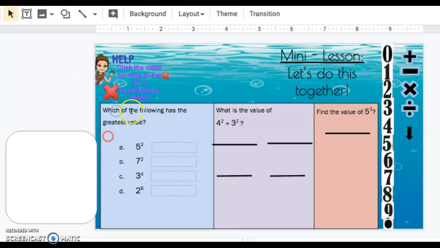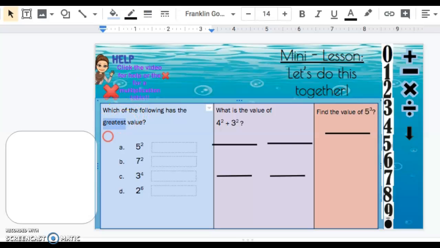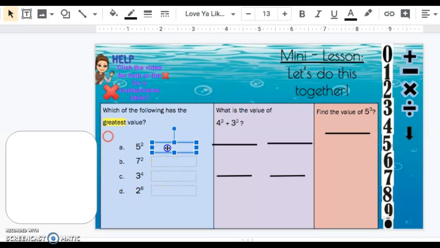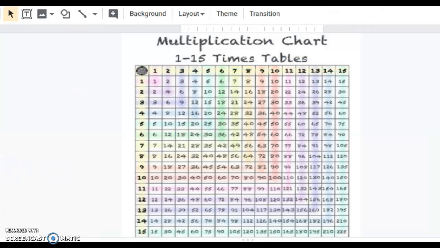So the first question says, which of the following has the greatest value? When it says greatest value, we're looking for the answer of A, B, C, or D that has the largest standard form of their exponent. So if we have 5 squared, that's like saying, in expanded form, 5 times 5. Using the multiplication table, you would go to 5 times 5, where they meet, follow that color, and it would get you to 25.